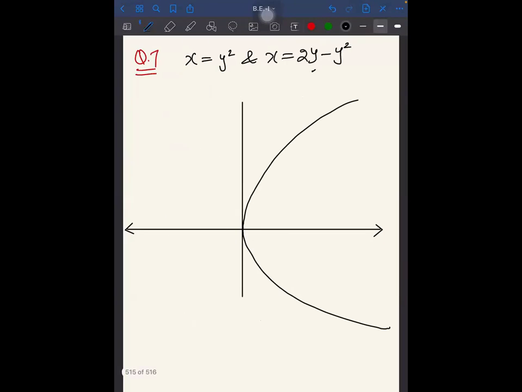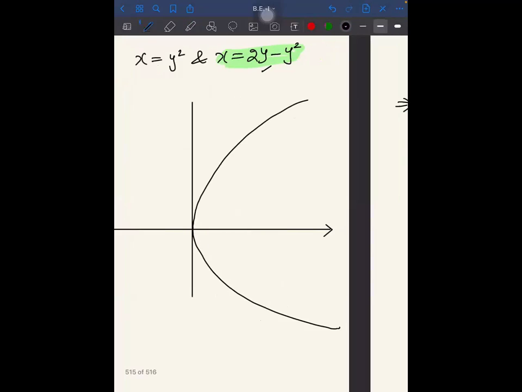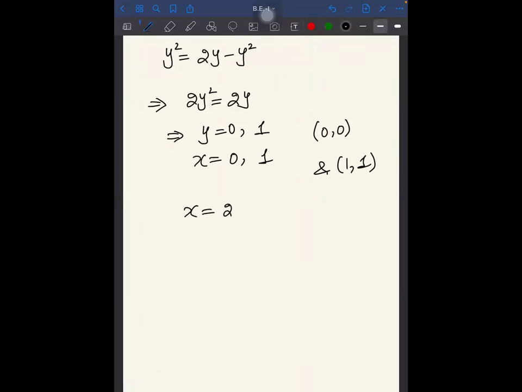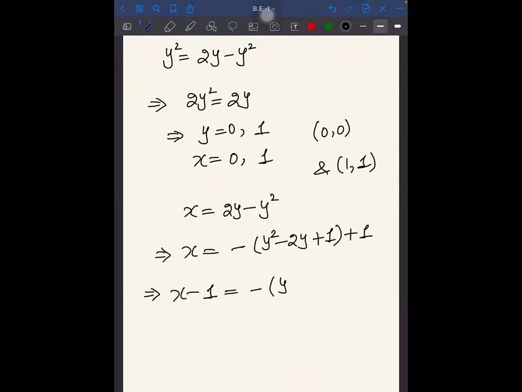Now let's talk about this parabola, which is kind of non-standard to us. This is x is equal to 2y minus y square. So x minus 1 equals minus (y minus 1) whole square. Is it okay? Yes, sir. So this is a sort of capital X is equal to minus y square.